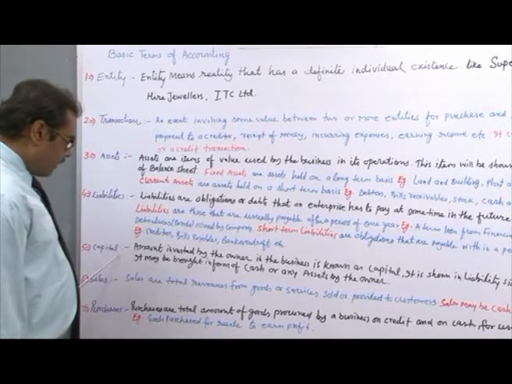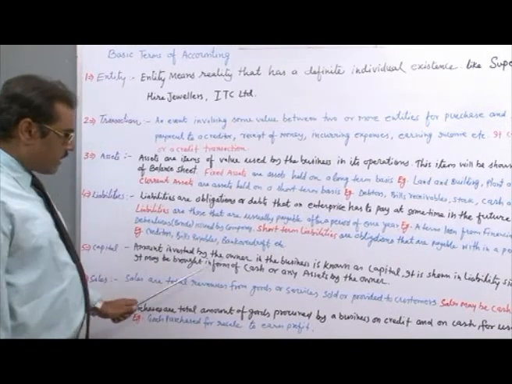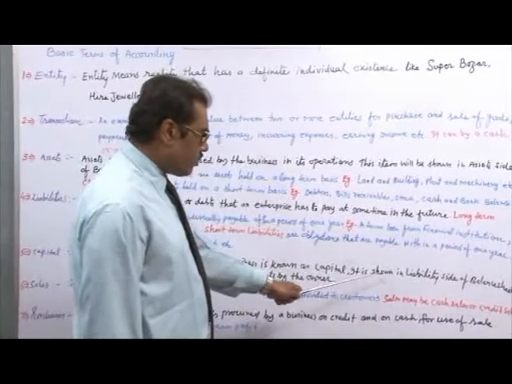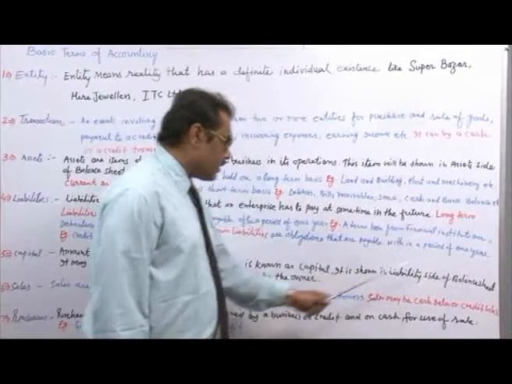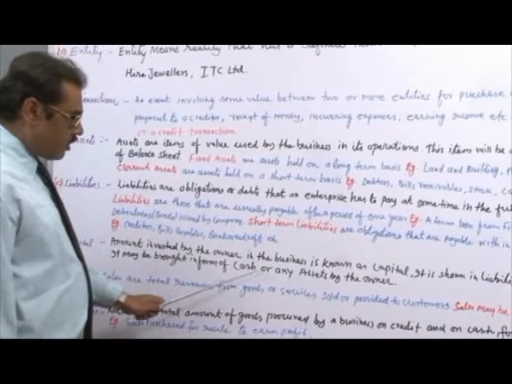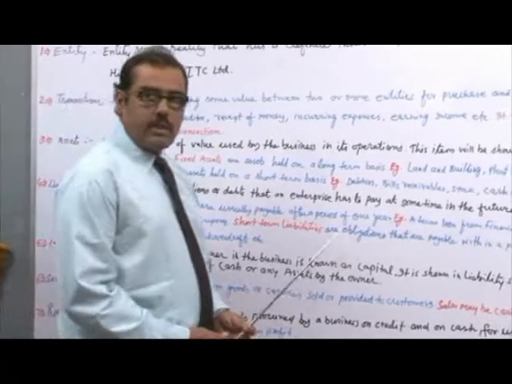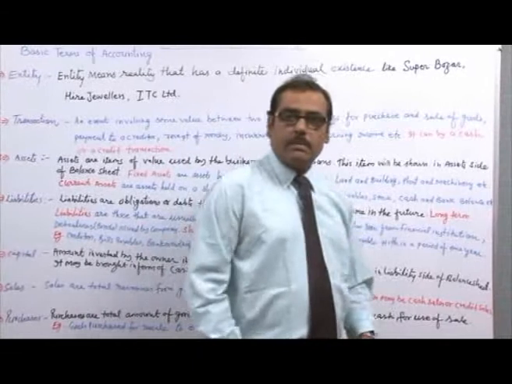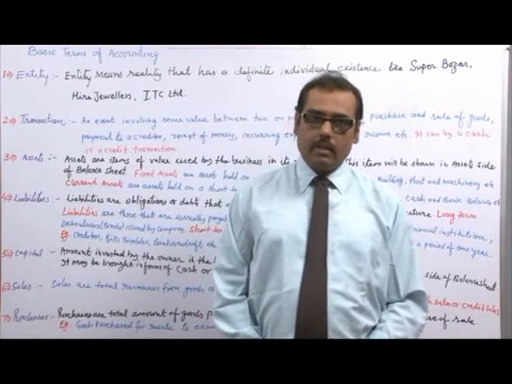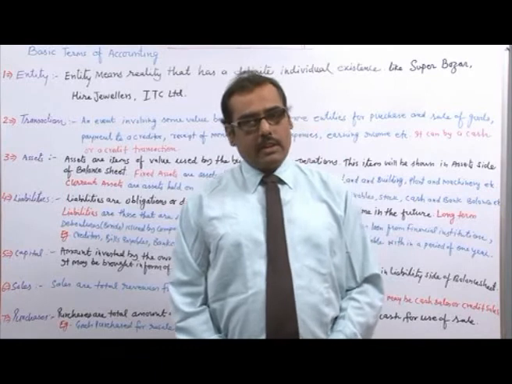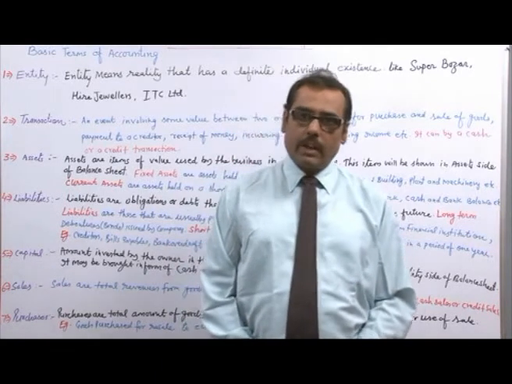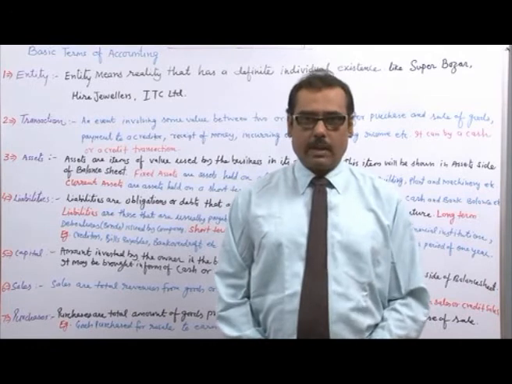And next is capital. The amount invested by the owner in the business is known as capital. It is shown in liability side of balance sheet. It may be brought in form of cash or any assets by the owner. Generally, a businessman starts the business by investing some cash, stock, building, plant, machinery, etc. All those are known as capital because this liability is felt by the business towards the businessman.